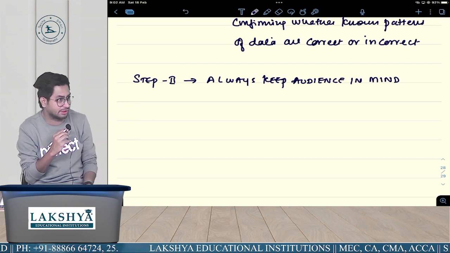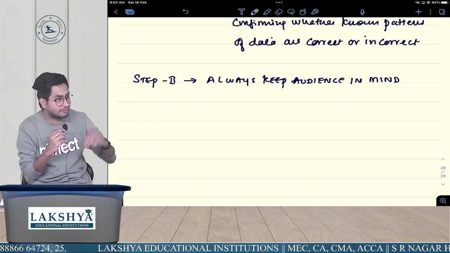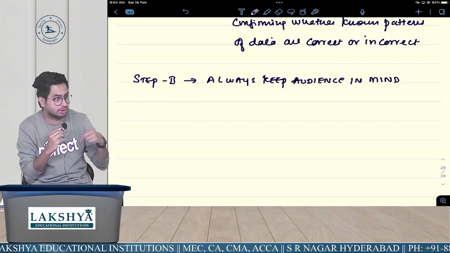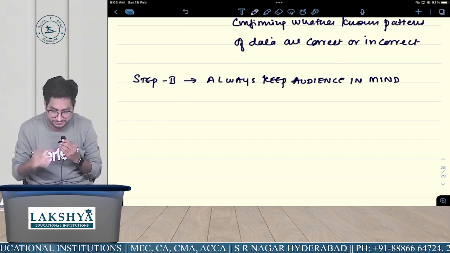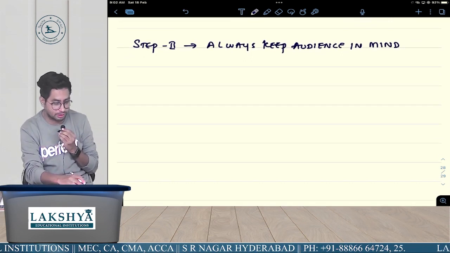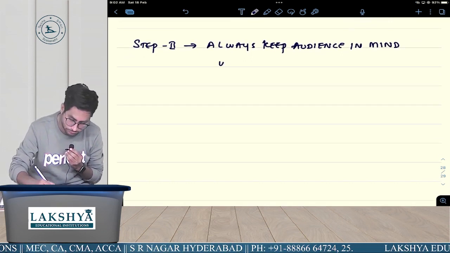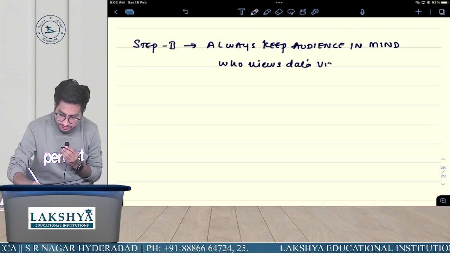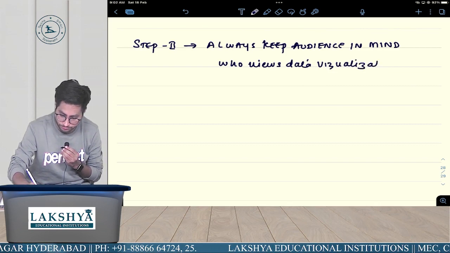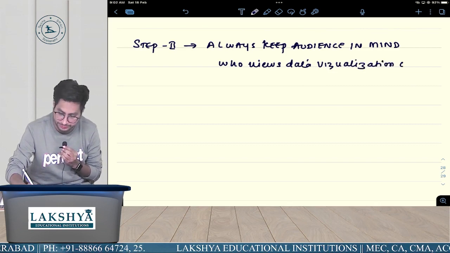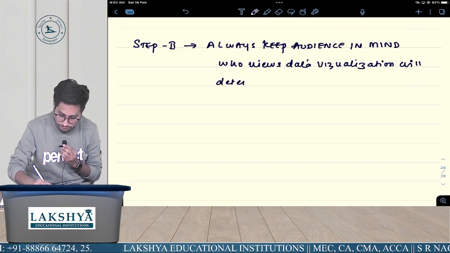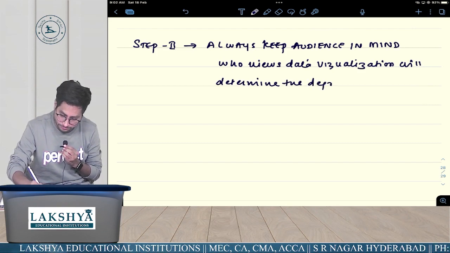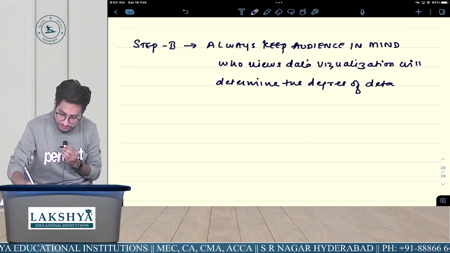But the notes I'm giving are the notes in a way in which students can understand. So who is keeping the audience in mind? Institute or me? Now, what do we mean by always keeping the audience in mind? It means who views data visualization. Who views data visualizations will determine the degree of detail required.